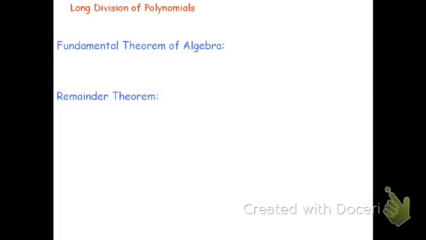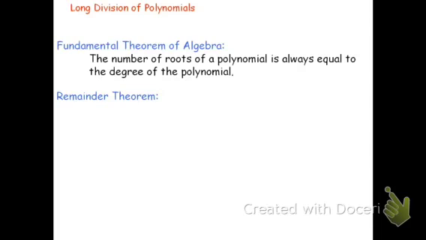To begin, let's start by talking about the fundamental theorem of algebra. The fundamental theorem of algebra says that the number of roots of a polynomial is always equal to the degree of the polynomial. So if you have a cubic function, which is a third-degree polynomial, then there have to be 3 roots to the polynomial. Again, the roots always equal the degree.